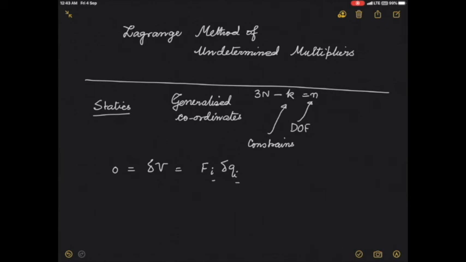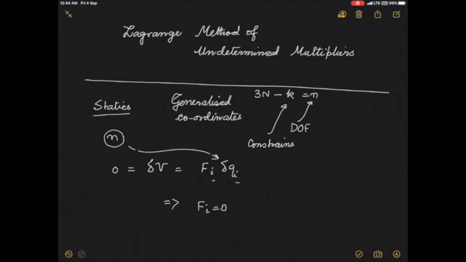Now, in case of generalized coordinates, again, all these different delta qi's, which are n in number, are independent. So this essentially implies that Fi equals 0. Right? And you immediately get the condition for statics.